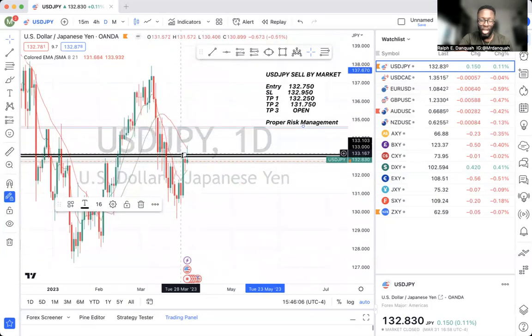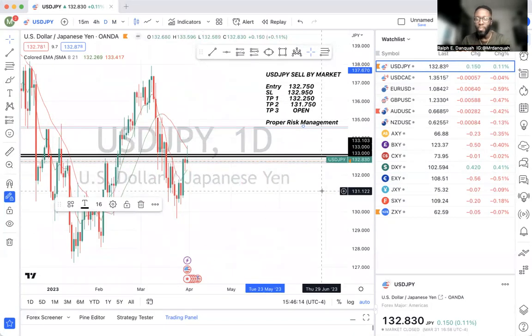On the 4 hour, or on the daily, we can see that it rejected off of this zone right here, right? So on the daily, we can see that it rejected off of that 133, right? Which is a solid major zone. So I'm looking to sell around 132.750, as you guys can see here. Okay, so this week, that's what I'm looking for.